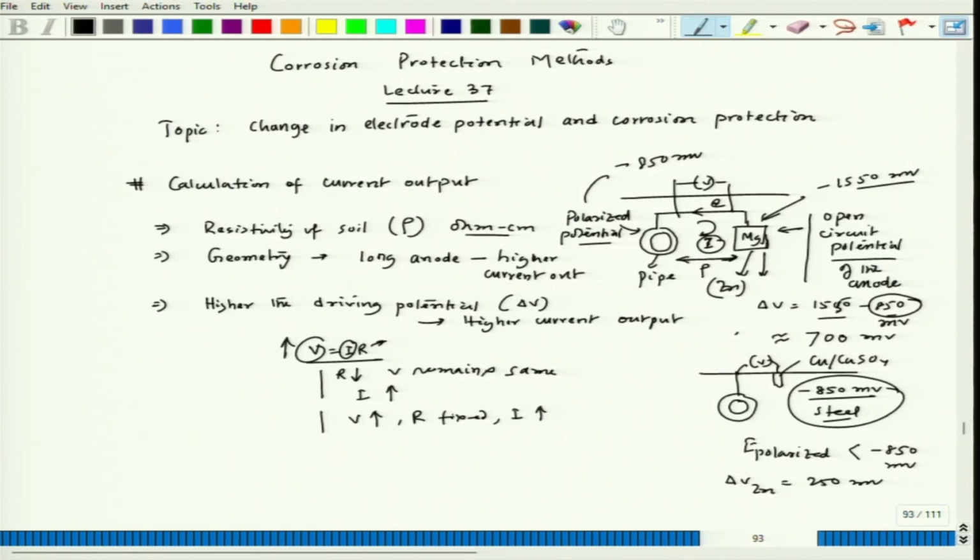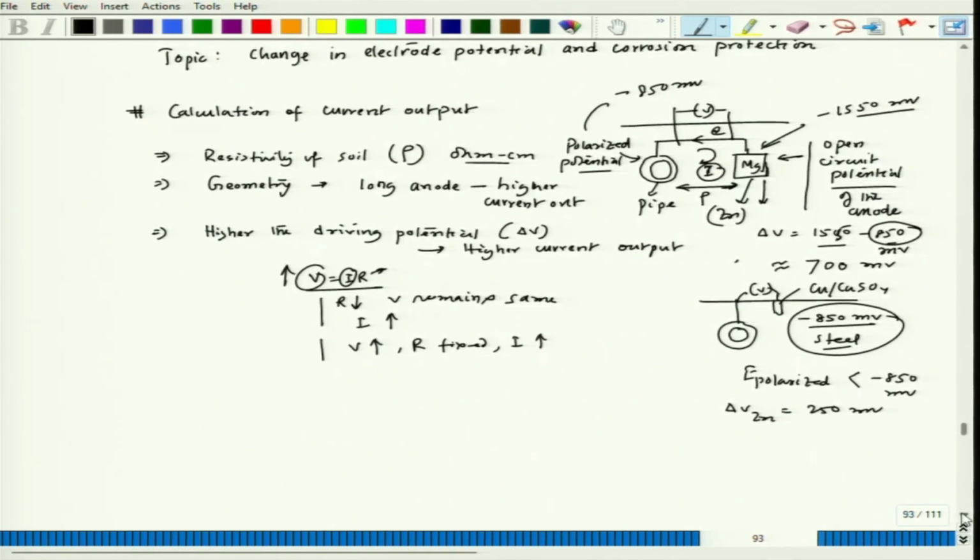Fine. Now, we can calculate the current requirement by using two formulas. In case of magnesium, when it is uncoated, that current is given by magnesium, because this is a sacrificial anode. So, we are not connecting it to any external power source. That has a formula like I_mg equal to 15000 F y divided by rho. So, this is for an uncoated magnesium electrode.